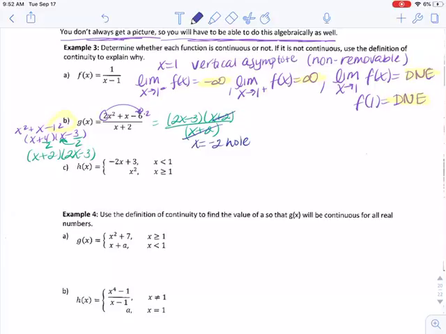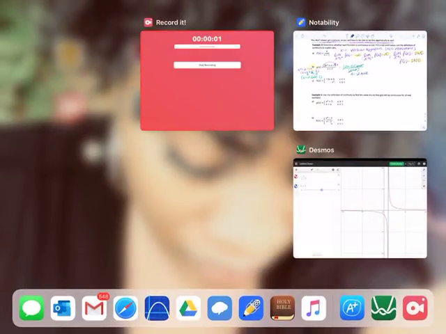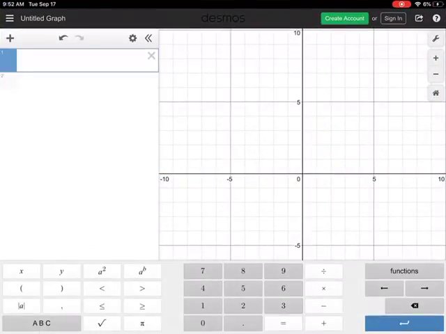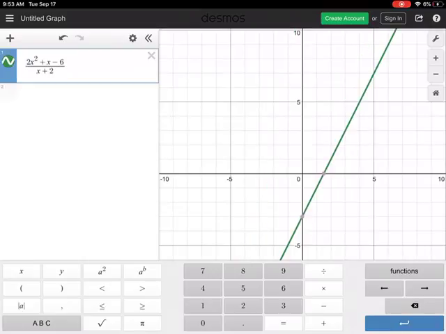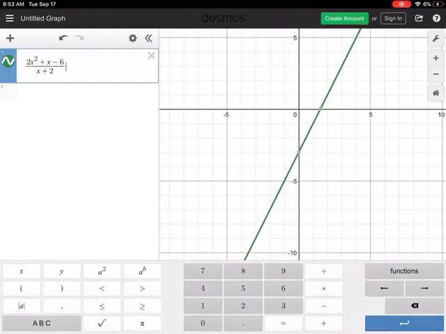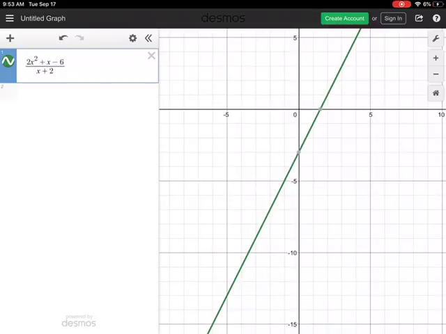So let's get a visual. Let me pull up Desmos and let's look at the graph of this. So 2x squared plus x minus 6, divided by x plus 2. So I told you something is going on at x equals negative 2. So x equals negative 2. Let me see if I can get it to show where it's undefined. There it is, negative 2.